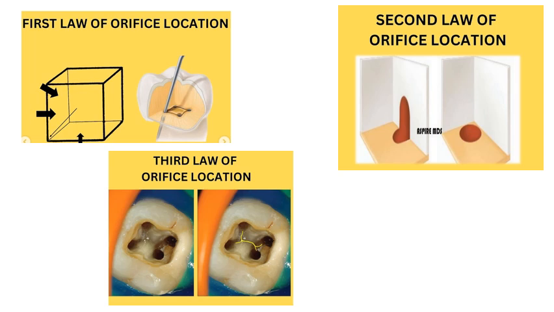This is wrong. And the third law of orifice location is that supposing you have located 3 orifices and you are not able to locate the fourth one, you just need to follow the developmental grooves. If you follow them, you'll be able to reach the final orifice.